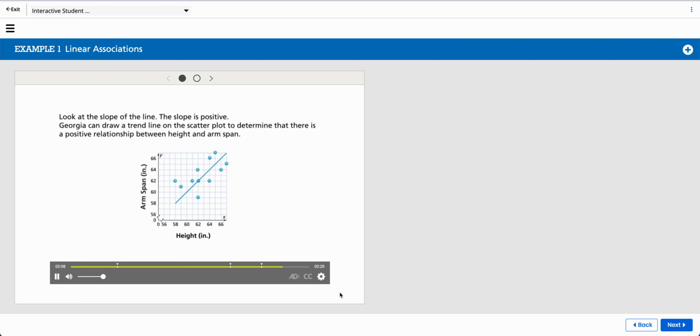Georgia can draw a trend line on the scatter plot to determine that there is a positive relationship between height and arm span. As height increases, arm span tends to increase as well. This is one way to describe the relationship between two sets of data.